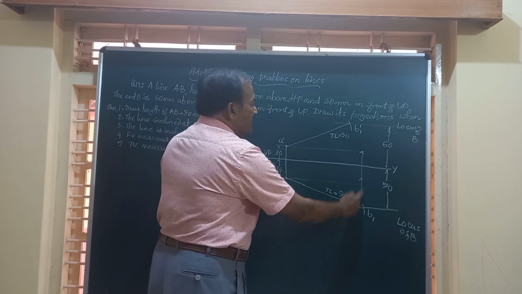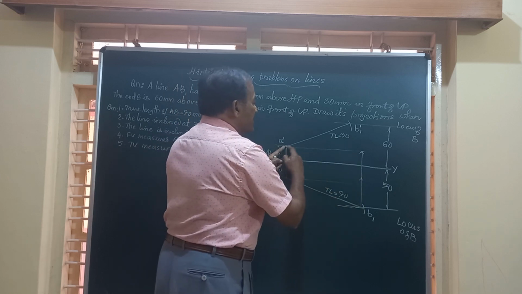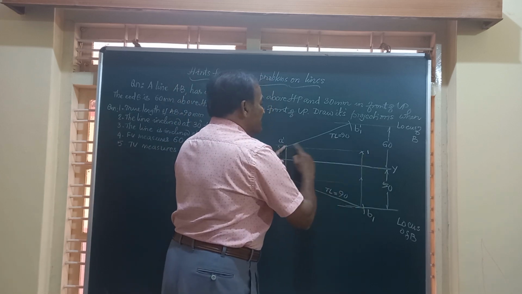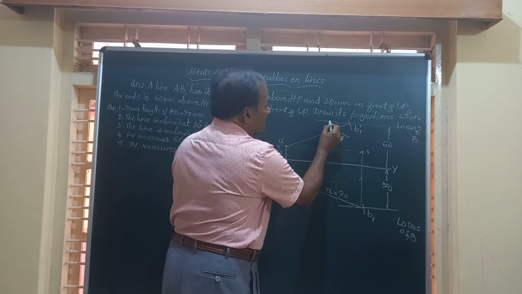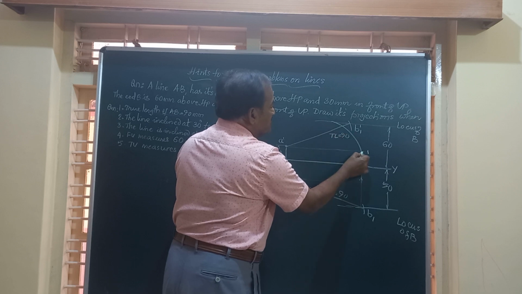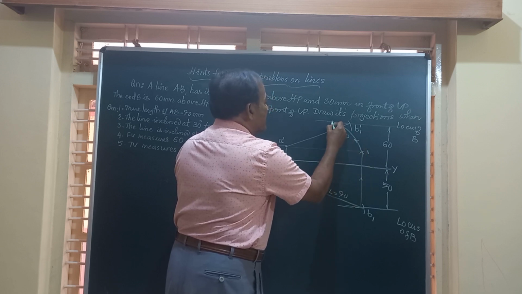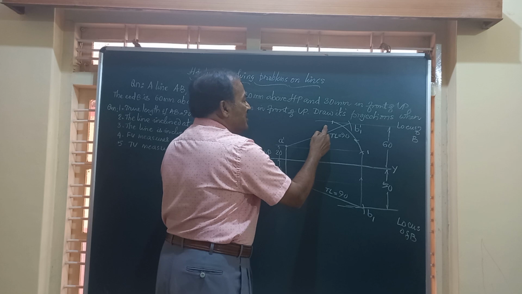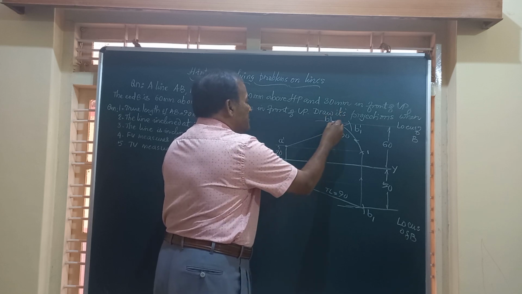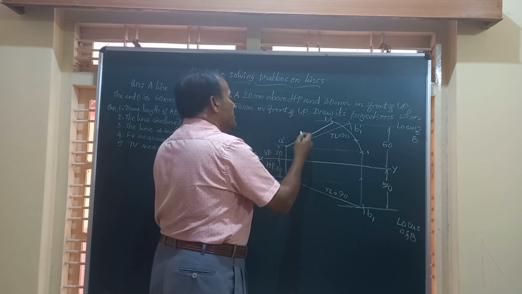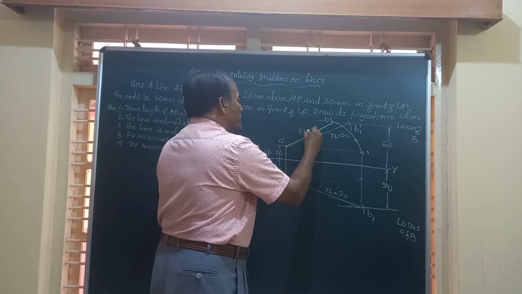So I have drawn a vertical line, taking A dash as center and this distance A dash B1 dash as radius. I am going to draw an arc. So friends, it intersects the locus of B at this point, which is called B dash. Join A dash and B dash, you get the front view.